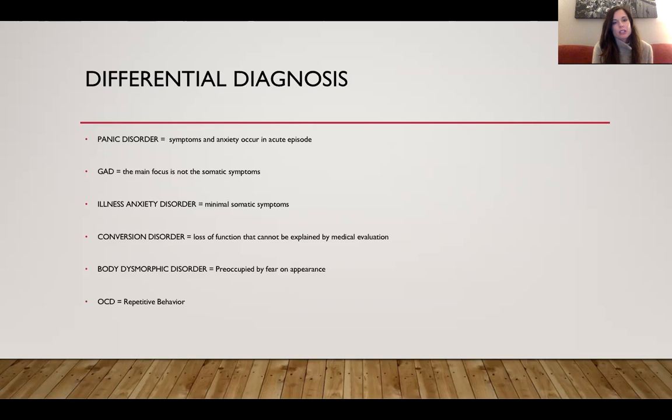And then conversion disorder. So conversion disorder is a loss of function that can't be explained by medical evaluation. So maybe they're unable to walk, or they can't see anymore, or they have some sort of neurological condition that is not explained by medicine. And then body dysmorphic disorder, preoccupied by fear of appearance. So they're not worried about an illness or the somatic symptoms so much as they're worried about the appearance of their body. So that's how you can rule that one out. And then OCD is obviously characterized by repetitive behavior. So, counting things, repeating things, engaging in rituals, that sort of thing.